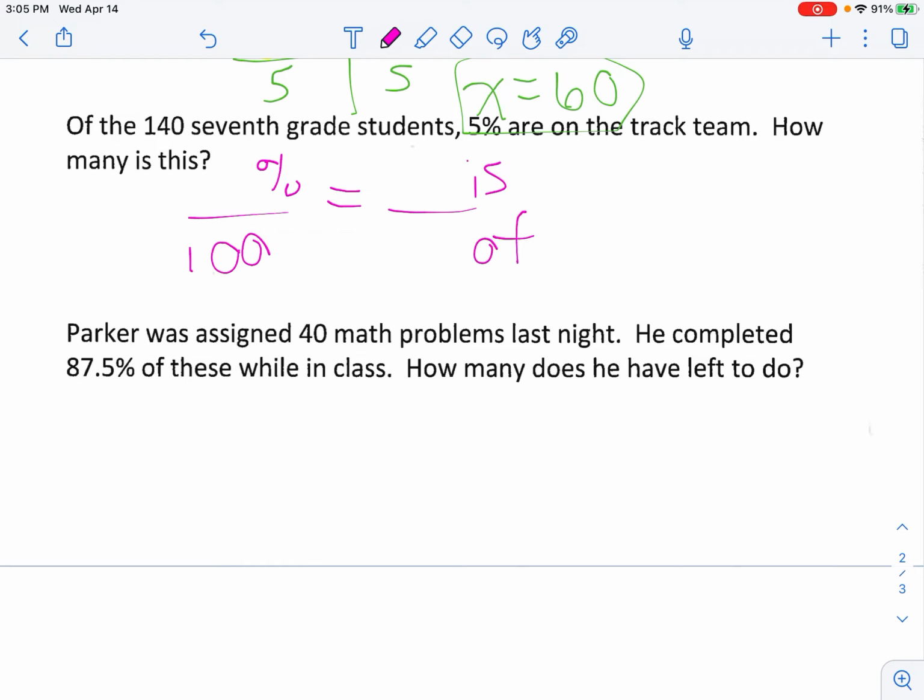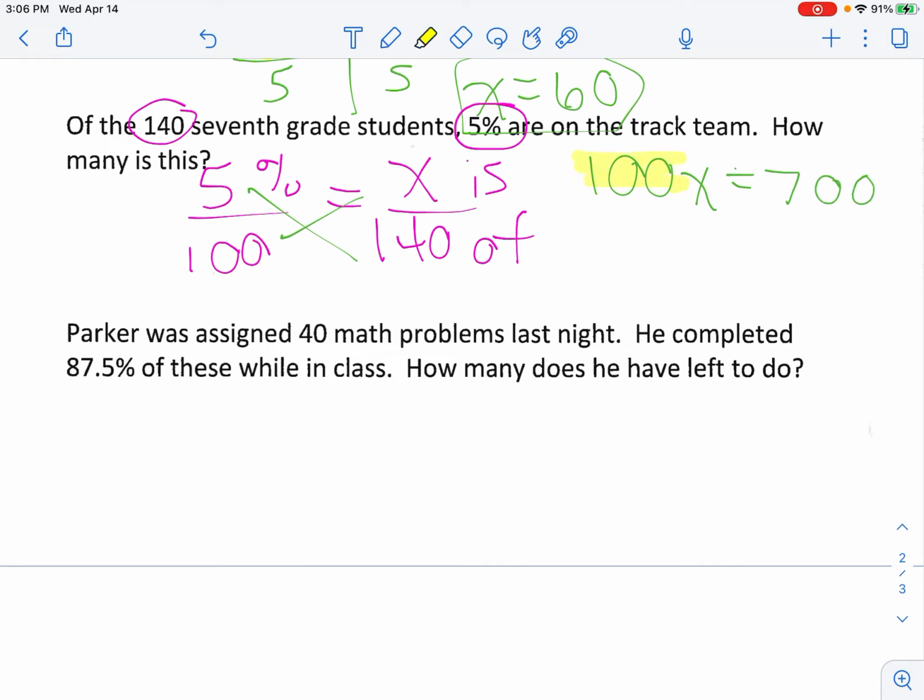Now, what do I know? 100% of the 7th graders is 140 7th graders. And the question says 5% are on the track team. 5% out of 100% of 7th graders are on the track team. How many students is that out of 140? Cross products. I'm going to go to my calculator and multiply 140 times 5 equals 700. Identify the coefficient. Divide both sides by the coefficient.